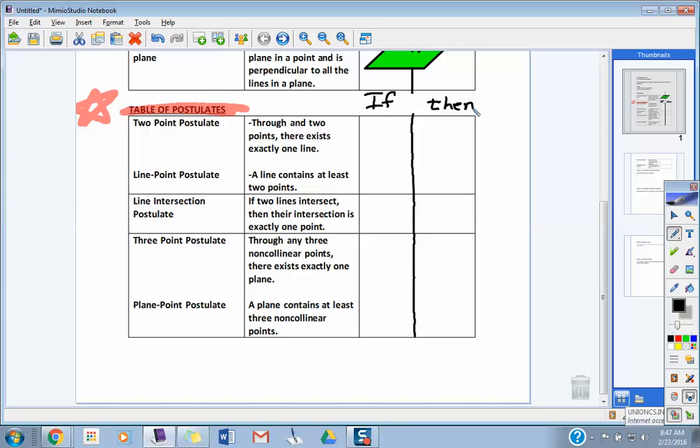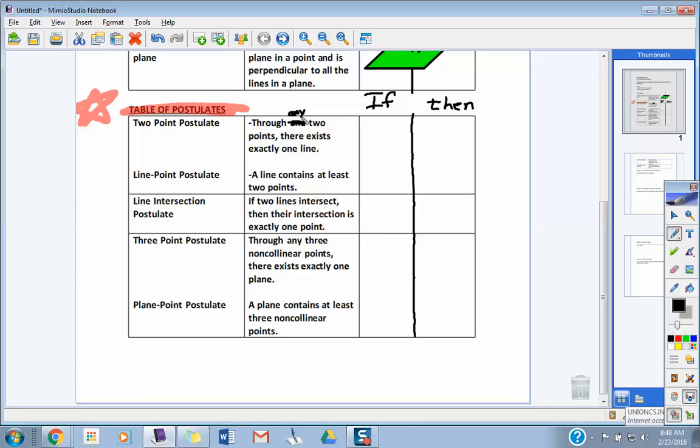Okay? So the 2-point postulate, the first one that we're talking about, says through, and this should be the word "any" up here. Through any 2 points, there exists exactly one line.